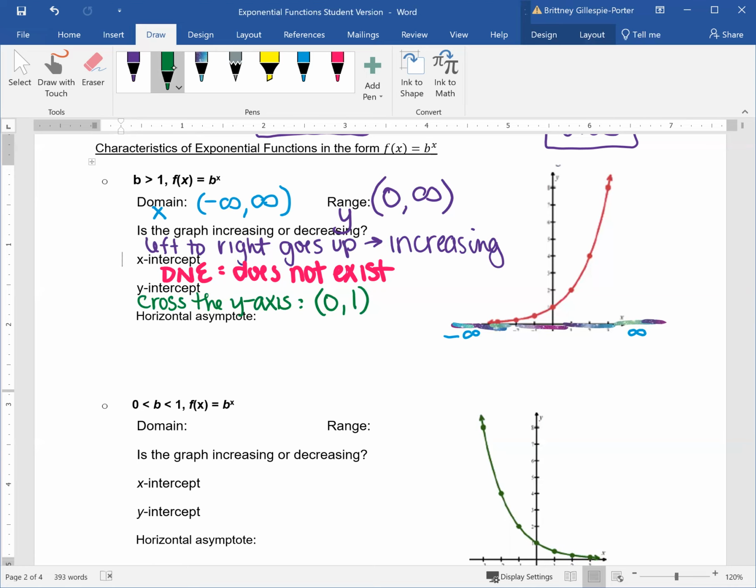And finally, our horizontal asymptote. Your horizontal asymptote is an imaginary line that your graph gets as close as it can to without crossing. It's restricting our graph from going any higher or lower. We said we could not go beneath the x-axis where y is equal to 0, which means that our horizontal asymptote is y equals 0.